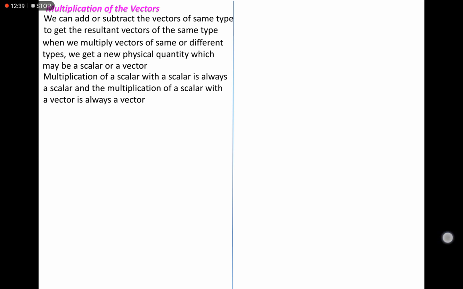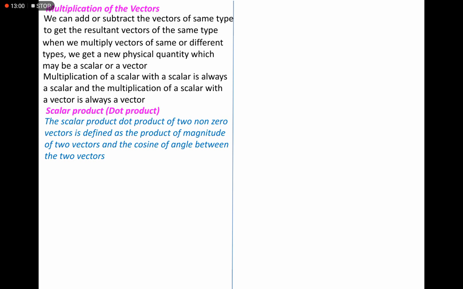Now, in multiplication of vectors, we have to learn scalar product of two vectors and vector product of two vectors. First we'll start with scalar product, that is dot product. The statement of scalar product is: the scalar product or dot product of two non-zero vectors is defined as the product of magnitude of two vectors and cosine of the angle between the two vectors.